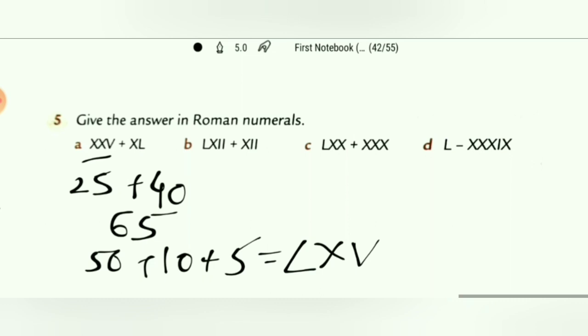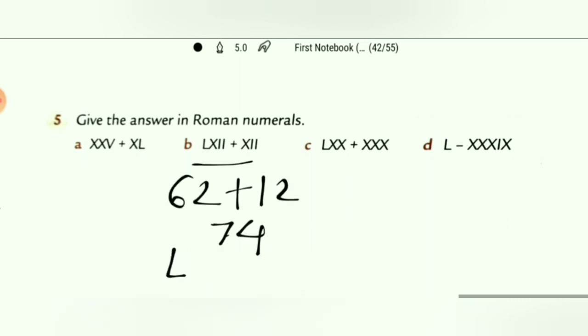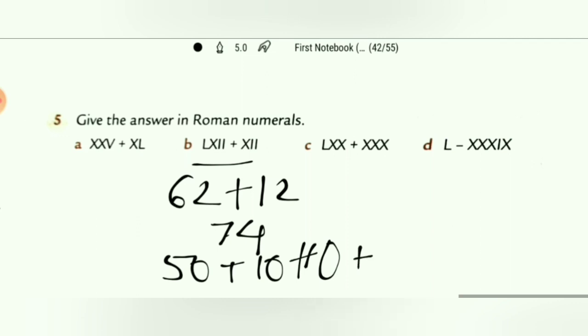Okay. Do it fast. 62 plus 12 is 74. 74 means 50 plus 10 plus 10 plus 4. So LXXIV. Do it fast in your notebook.